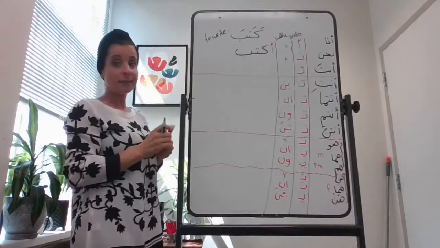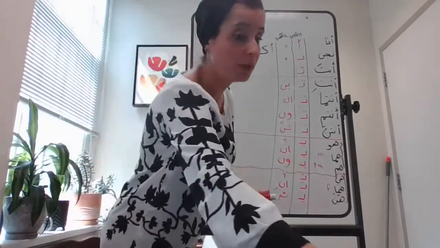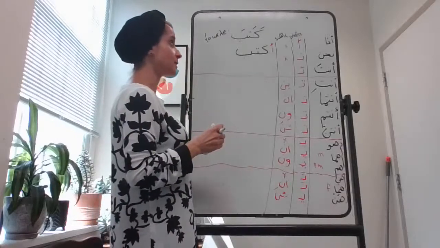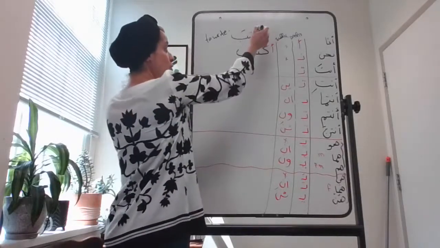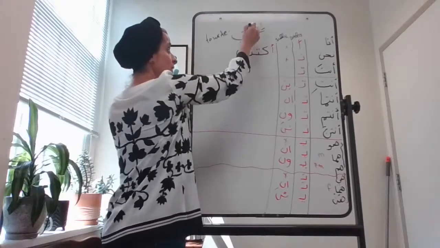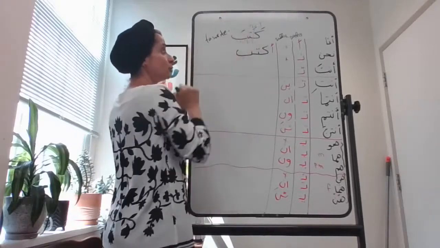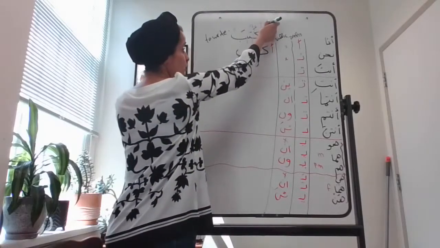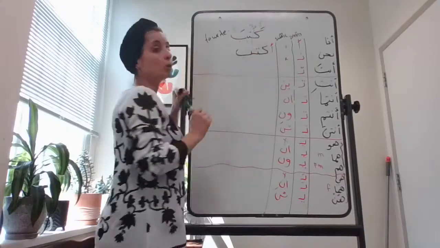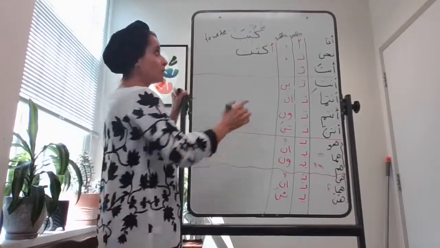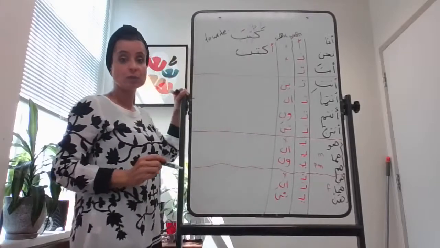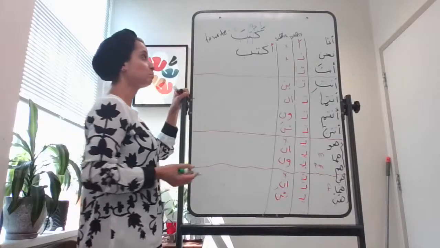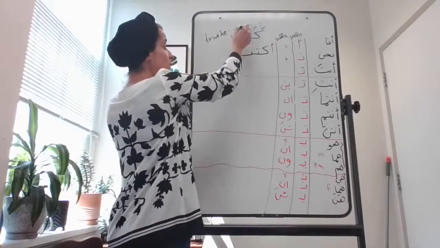So what changes do I need to make on the three-root verb to make it sound correct when I pronounce it in the present tense? This is the first root, the ta is the second root, the ba is the third root. The short vowel on the first root, I'm going to switch it to sukun. You always change the short vowel on the first root to sukun when you add the prefix in the present tense.